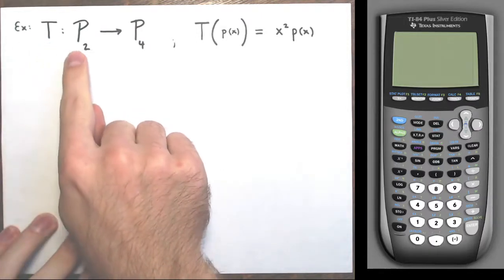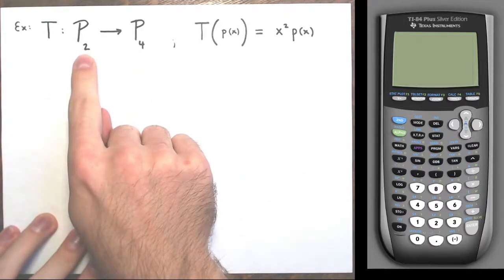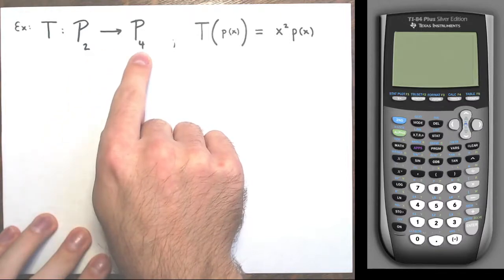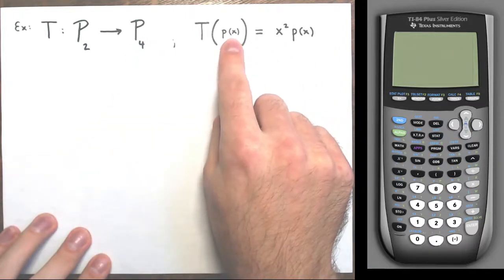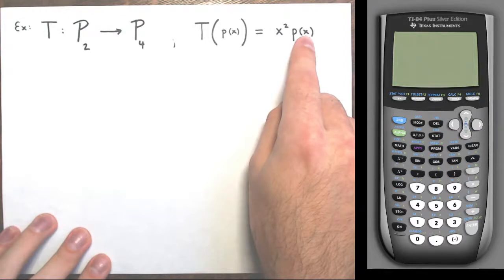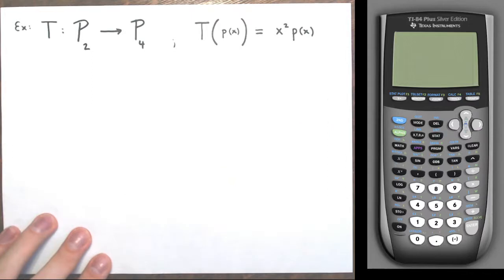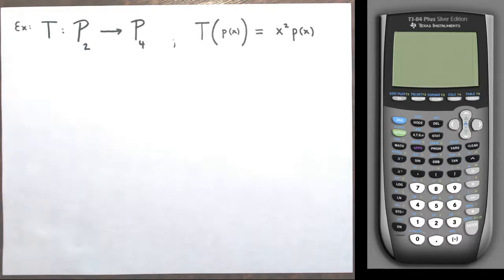I have a transformation from P2 to P4. Now remember, P2 was the set of all polynomials of degree 2 or less. P4 was the set of all polynomials of degree 4 or less. And here's the rule. I take a polynomial of degree 2 or less, my input, and the output is I just multiply that by x squared. If you take a polynomial of degree 2 or less and multiply it by x squared, you're going to get a polynomial of degree 4 or less for certain. So in this case, if I want to find that standard matrix, these are non-Euclidean spaces.